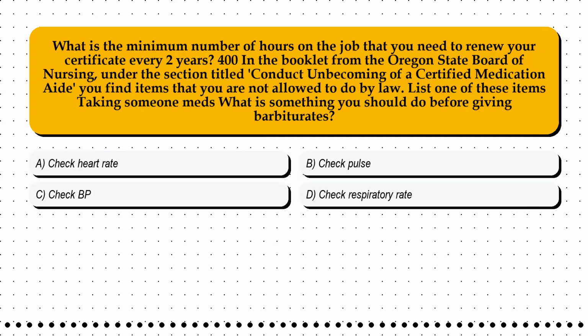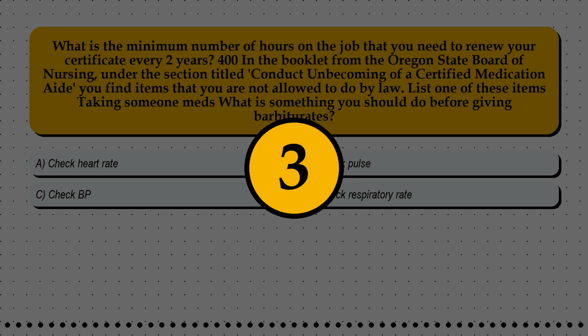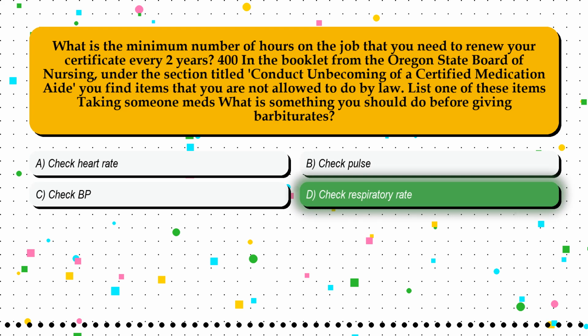Question 352. What is the minimum number of hours on the job that you need to renew your certificate every 2 years? 400. In the booklet from the Oregon State Board of Nursing, under the section titled Conduct Unbecoming of a Certified Medication Aide, you find items that you are not allowed to do by law. List one of these items: taking someone's meds. What is something you should do before giving barbiturates? Option A, check heart rate. Option B, check pulse. Option C, check BP. Option D, check respiratory rate. The correct answer is option D, check respiratory rate.